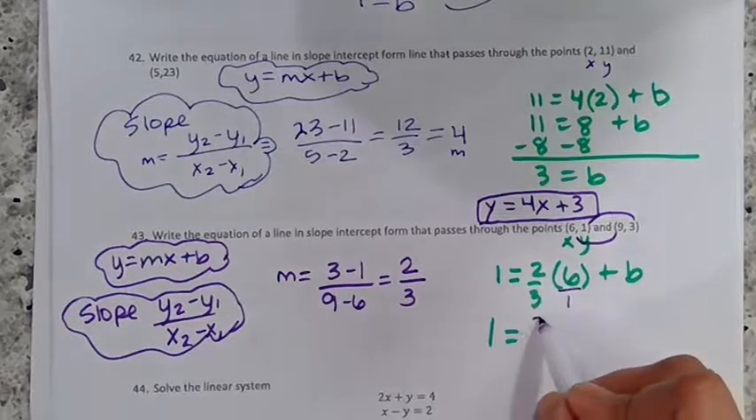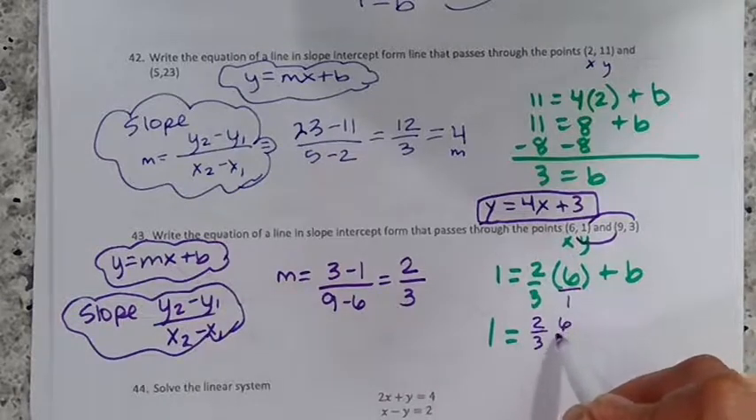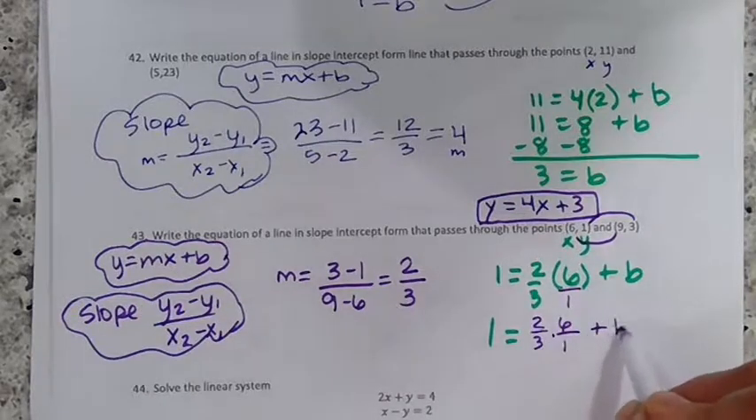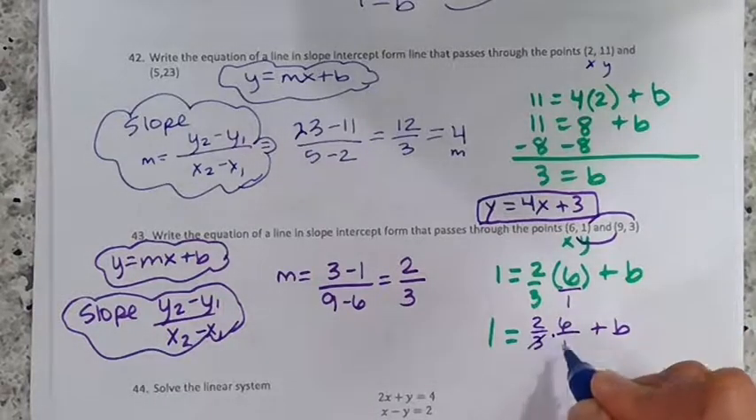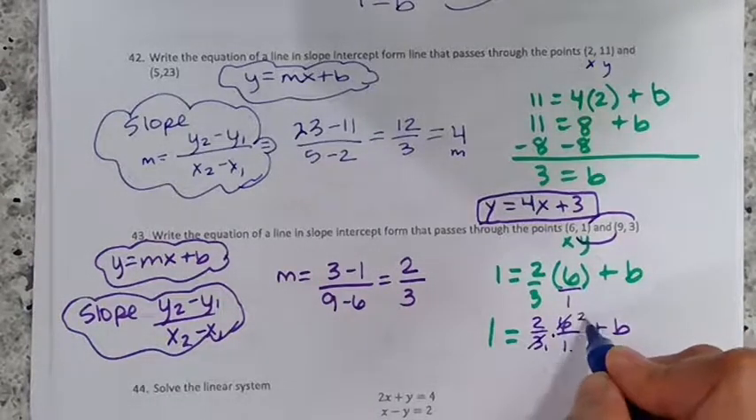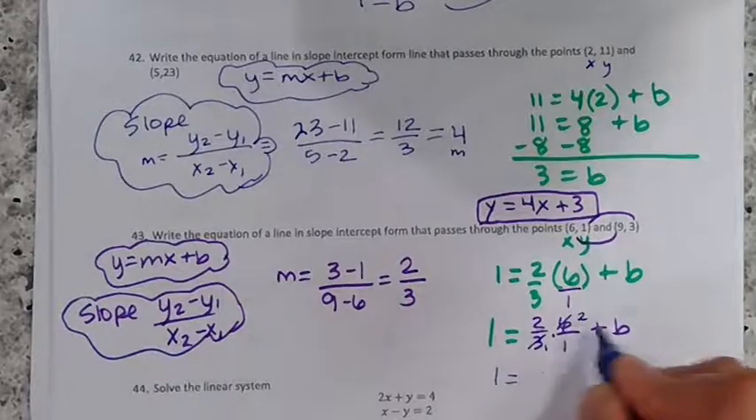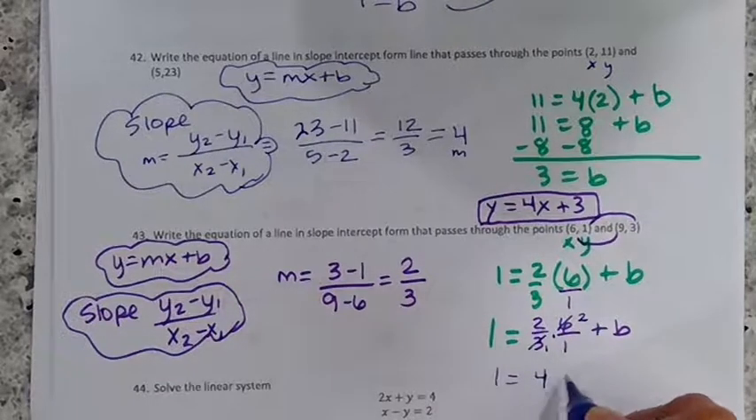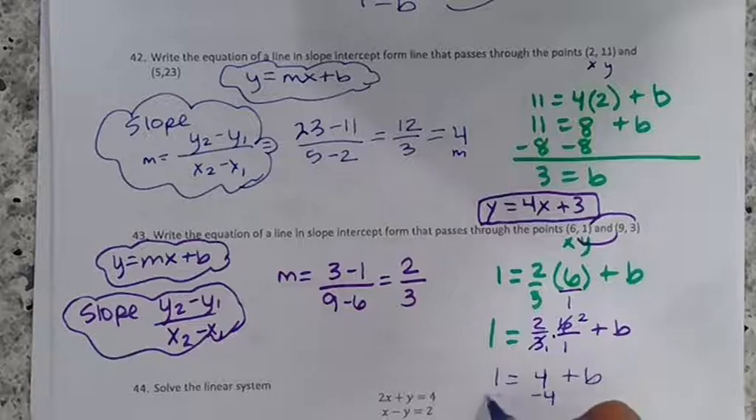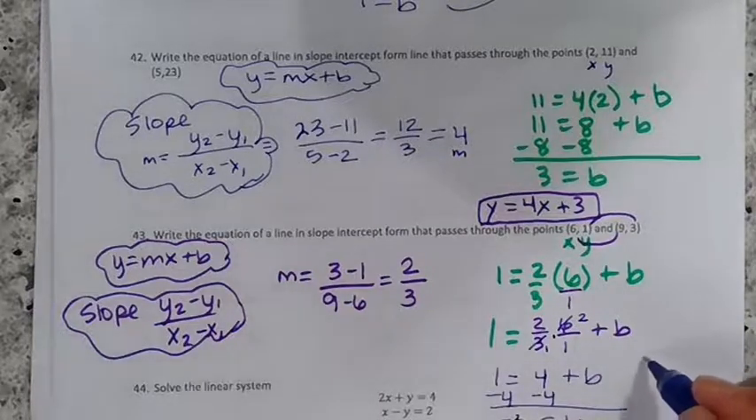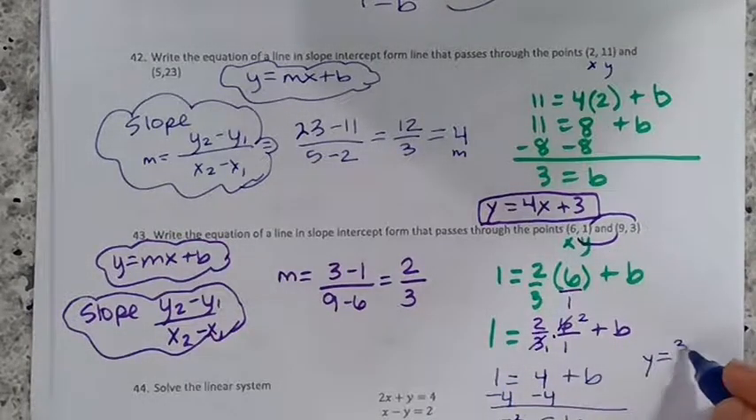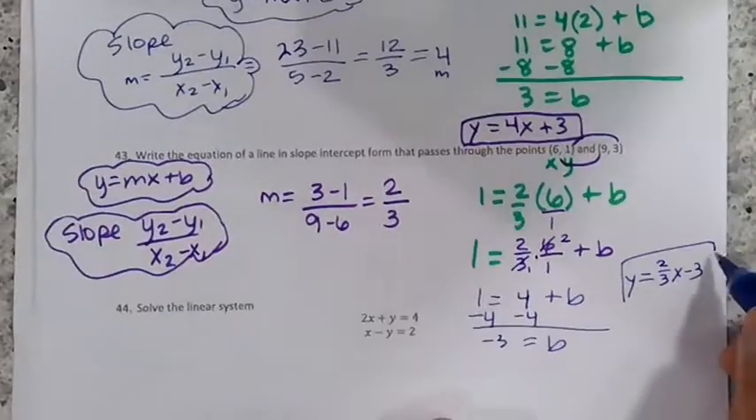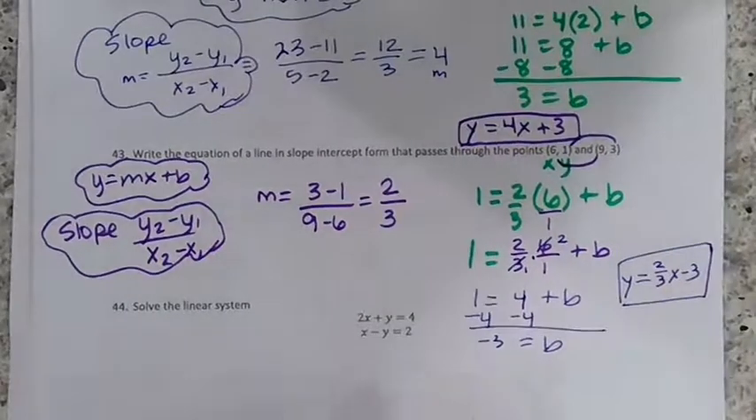Let me just rewrite this again. Three goes into 3 once, 3 goes into 6 twice. So now you have 1 is equal to 2 times 2 is 4 over 1, which is just 4, minus 4 from both sides. So y is equal to your slope, 2/3 x minus 3. Take a minute, copy that down.